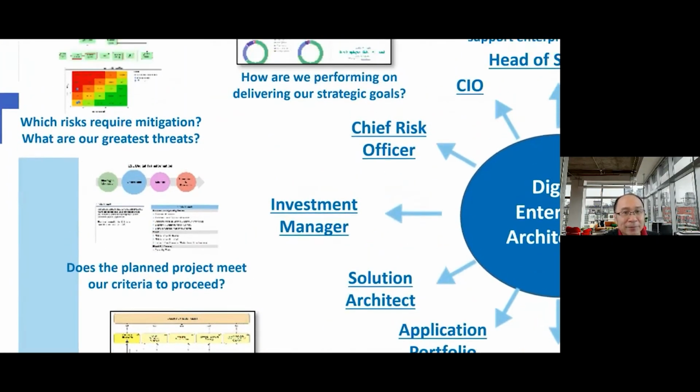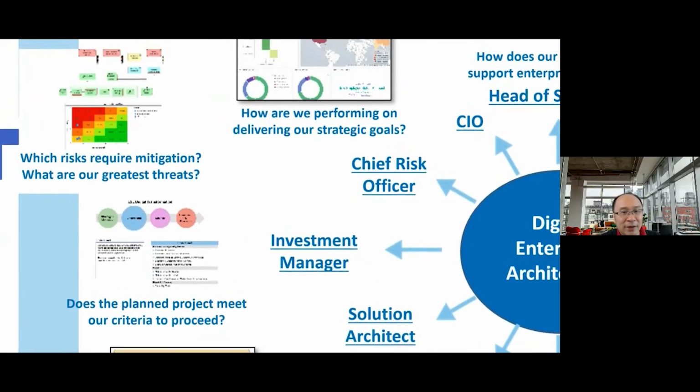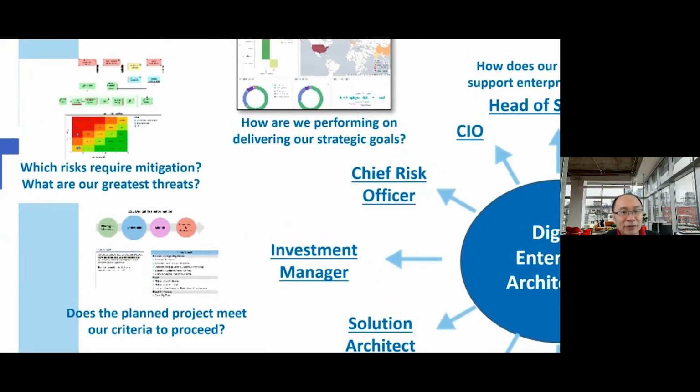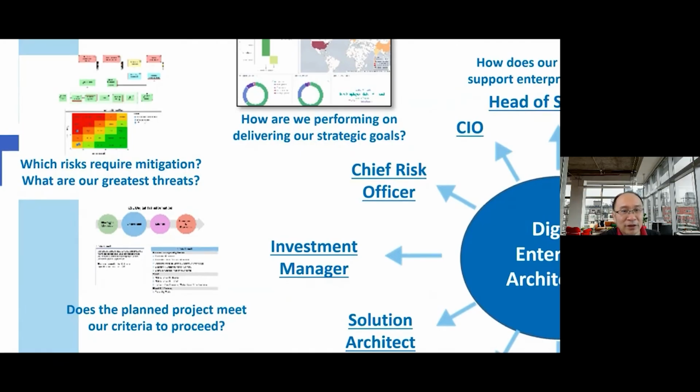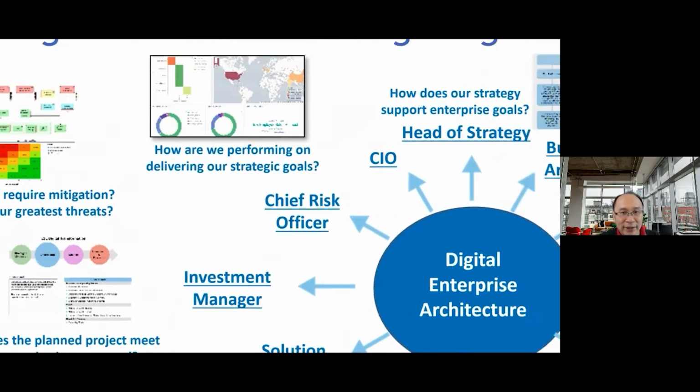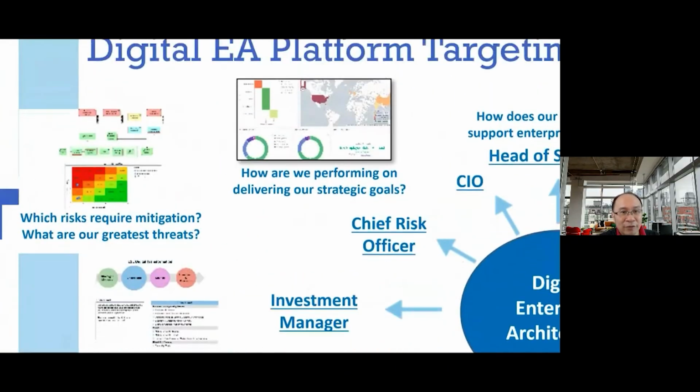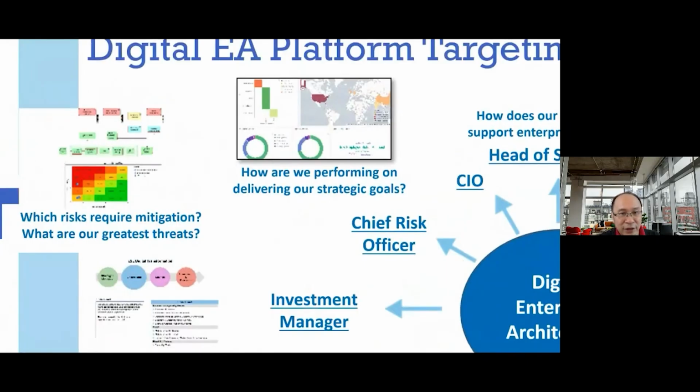Then the investment manager, in terms of which investments are very, very strategic, and how much the investment costs, like 2 million or 3 million, and what the impact is. You can understand the scope of work involved and also the strategic value, because you can connect directly to the strategy. This is the beauty of the enterprise architecture digital EA platform.